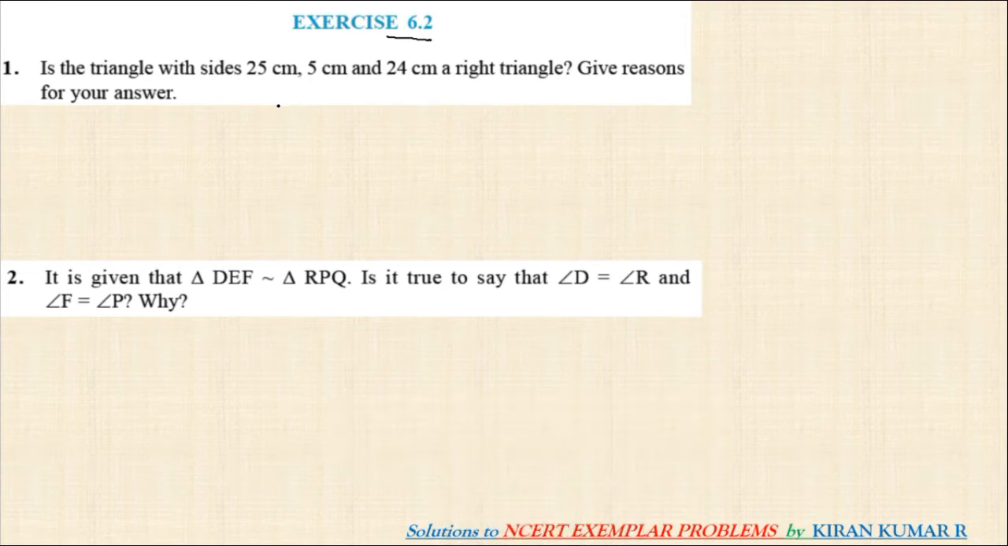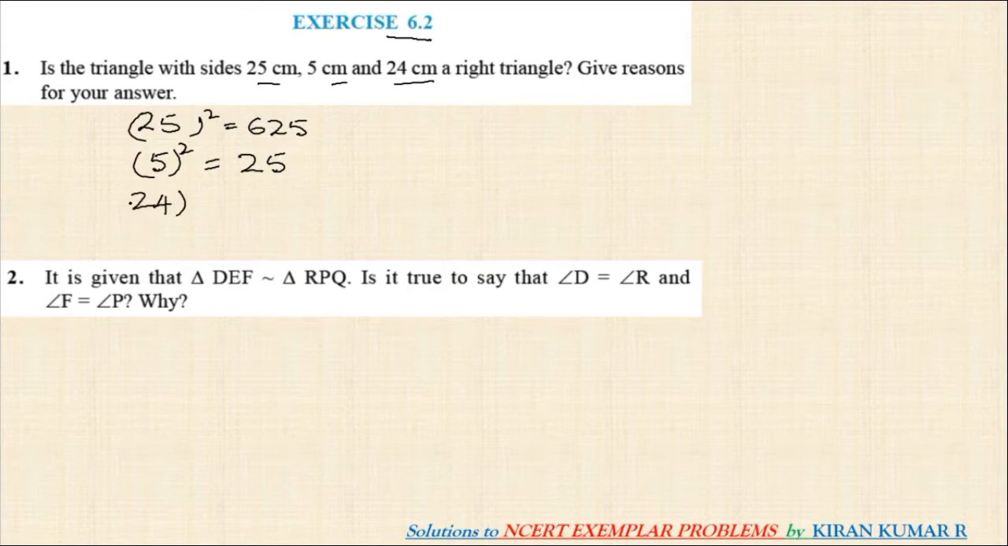The first question: is the triangle with sides 25 cm, 5 cm and 24 cm a right angle triangle? Give reason for your answer. Whenever the three sides are given, we need to find the square of those three sides and check whether it satisfies the Pythagoras theorem or not. 25 square is 625. 5 square is 25 and 24 square is 576.